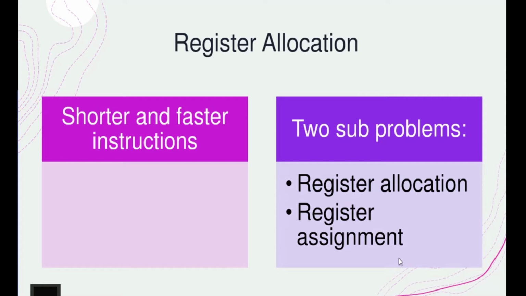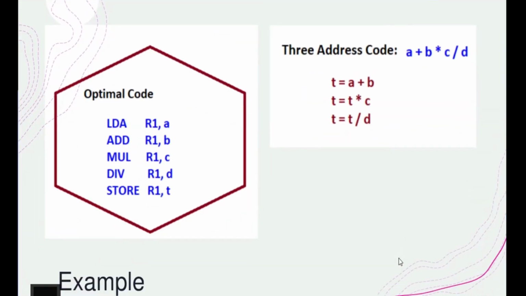Certain machines require register pairs for some operands and results. For example, consider this 3 address code for A + B * C / D. First, A plus B will be added and stored in a temporary variable. Then with that temporary variable, we will multiply C, and the result of that is stored in another temporary variable.